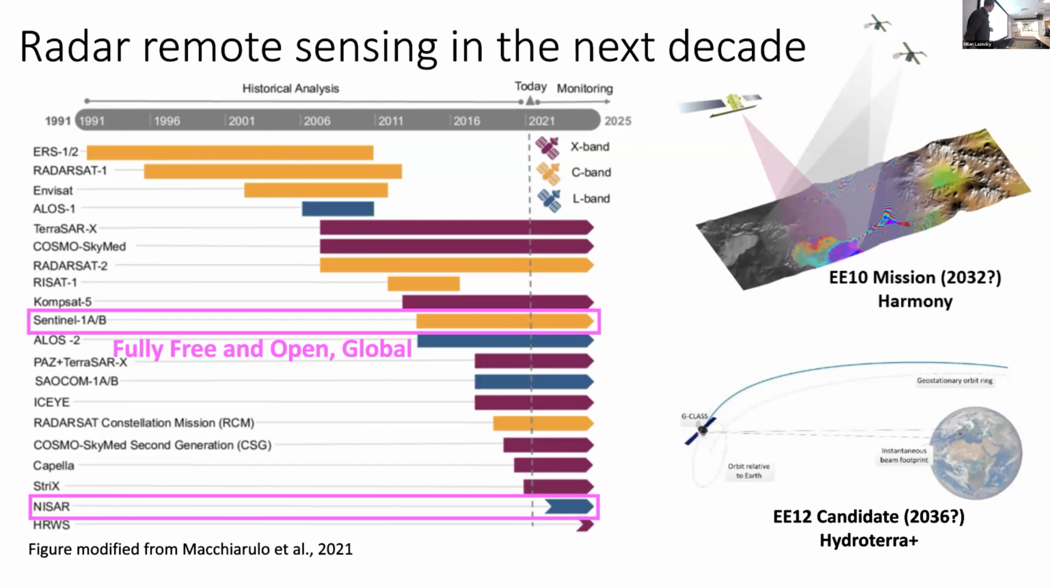There's a candidate mission that I'm involved in called Hydroterra Plus that might be launched before I retire with any luck. That would be a geosynchronous satellite, and I can talk more about that at another point if you have questions about it. That would require images daily, actually several images daily, which should be quite exciting.